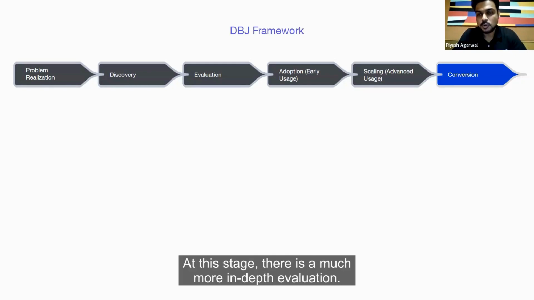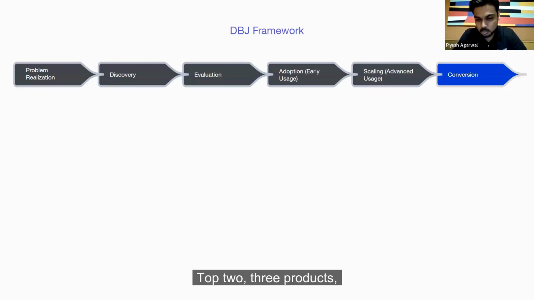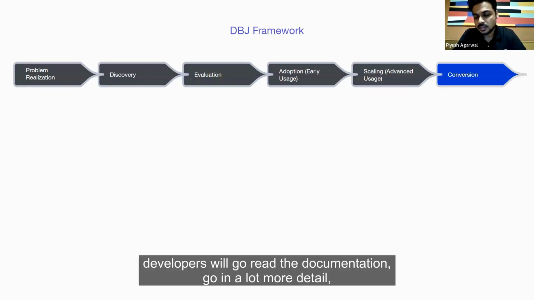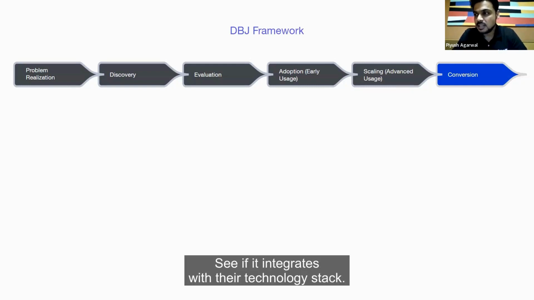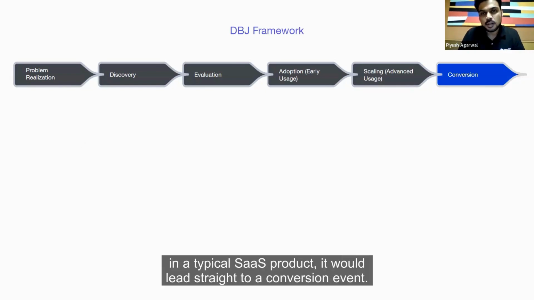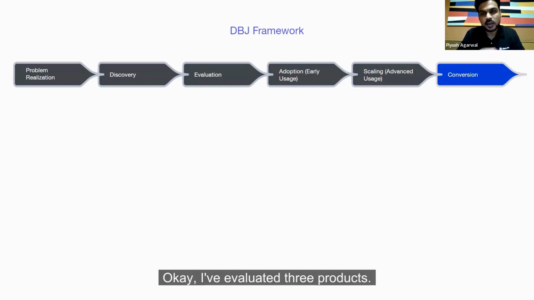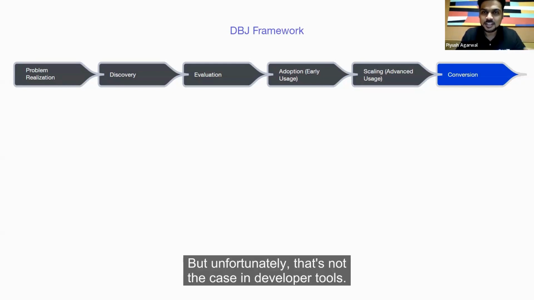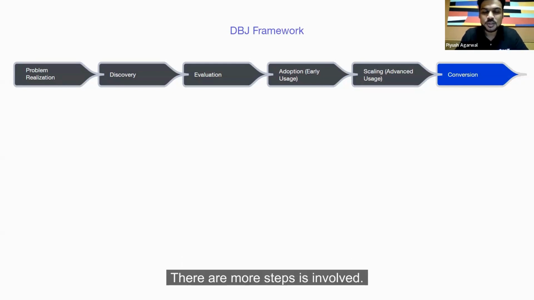At this stage, there is a much more in-depth evaluation. Top 2-3 products, developers will go read the documentation, go into a lot more detail, see if it integrates with their technology stack. Does it do what they need it to do? Is it priced fairly? Is it free or is it priced? If it is priced, how is it priced? Does it ballpark match the expectations? Once all of this has happened, in a typical SaaS product, it would lead straight to a conversion event. Okay, I've evaluated 3 products. I like this product. Let's buy. But unfortunately or fortunately, that's not the case in developer tools. There are more steps involved.